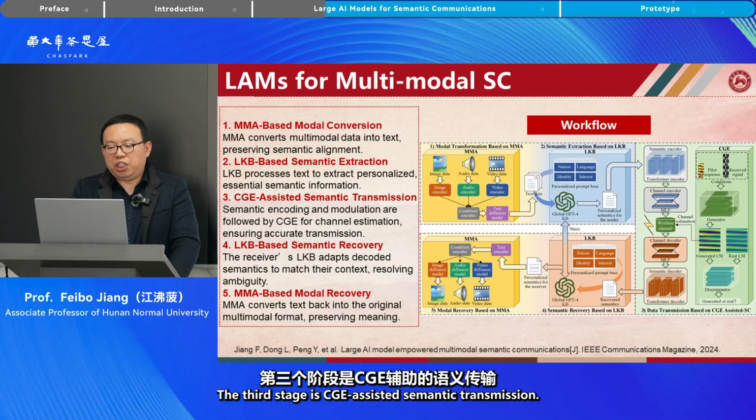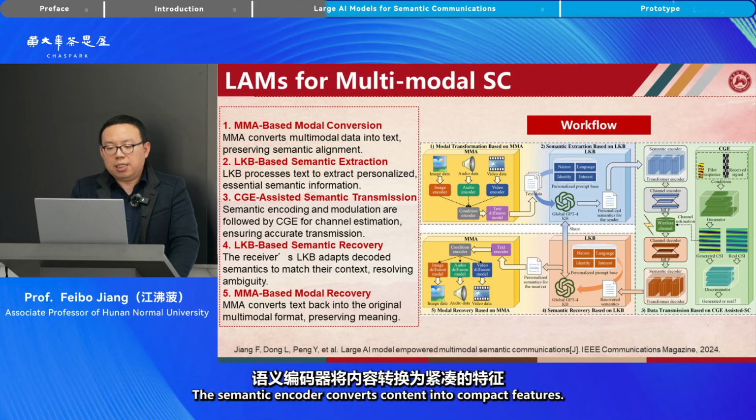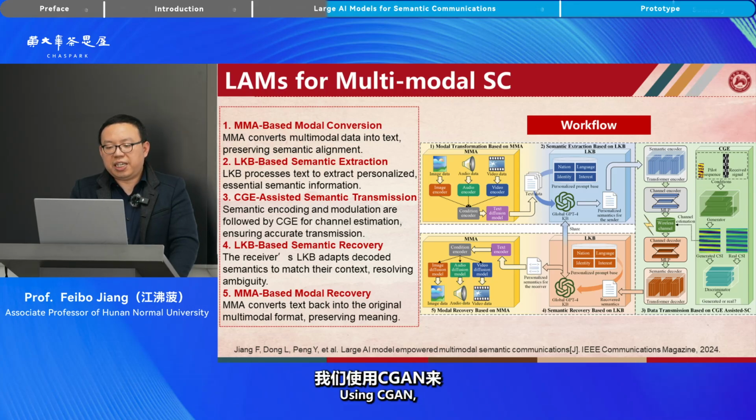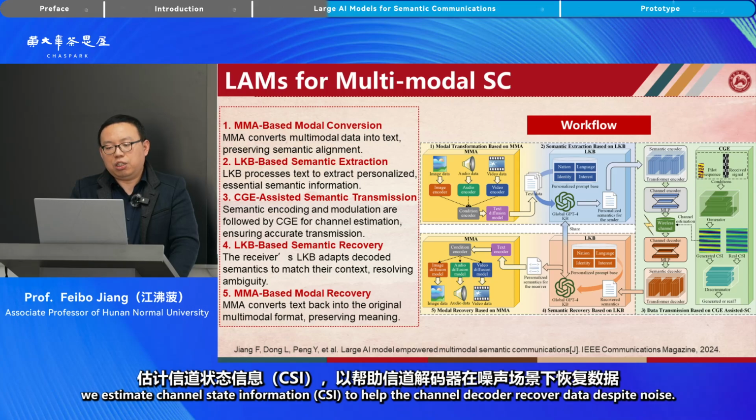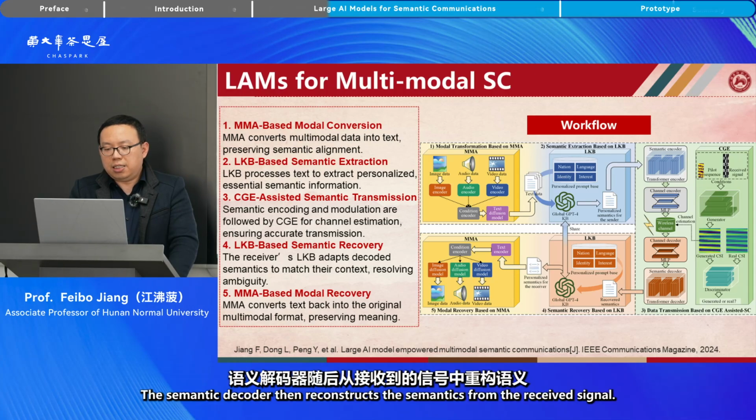The third stage is CGE-assisted semantic transmission. The semantic encoder converts content into compact features. Using CGAN, we estimate channel state information to help the channel decoder recover data despite noise. The semantic decoder then reconstructs the semantics from the received signal.